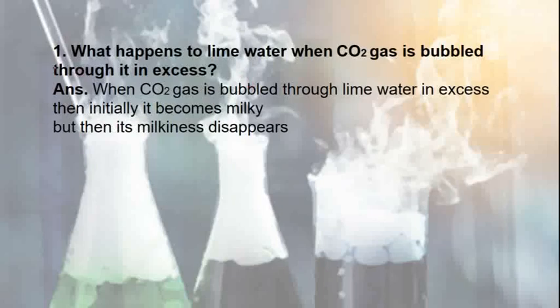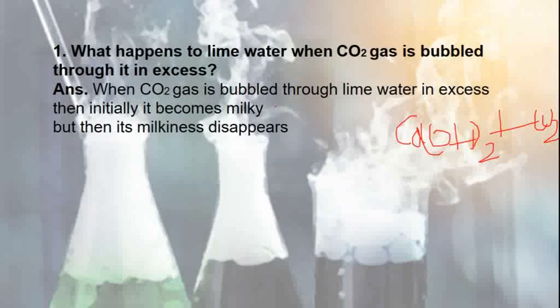What happens to lime water when CO2 gas is bubbled through it in excess? So what is the formula for lime water? As we know, the formula is Ca(OH)2. This is the formula for lime water. So if we bubble the carbon dioxide, then what happens? When carbon dioxide is passed through Ca(OH)2, then the lime water turns milky. So this is the reaction.